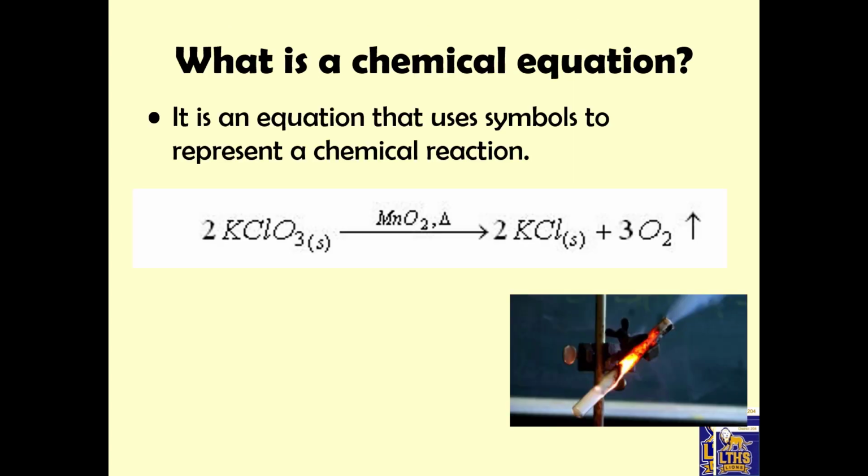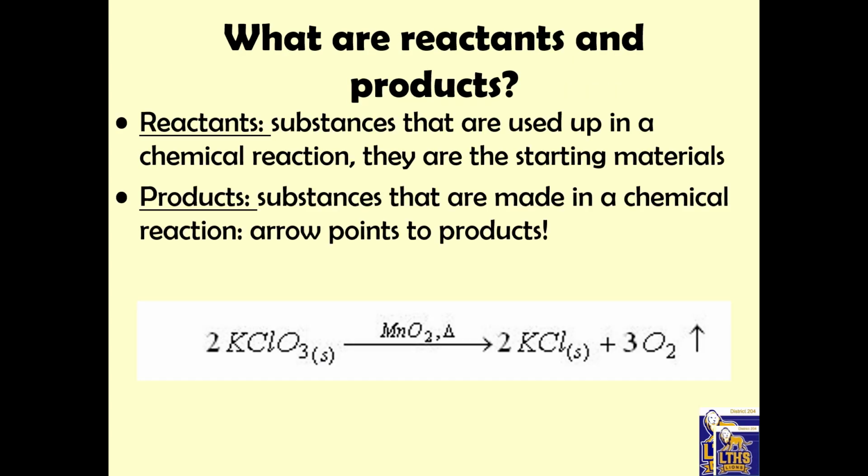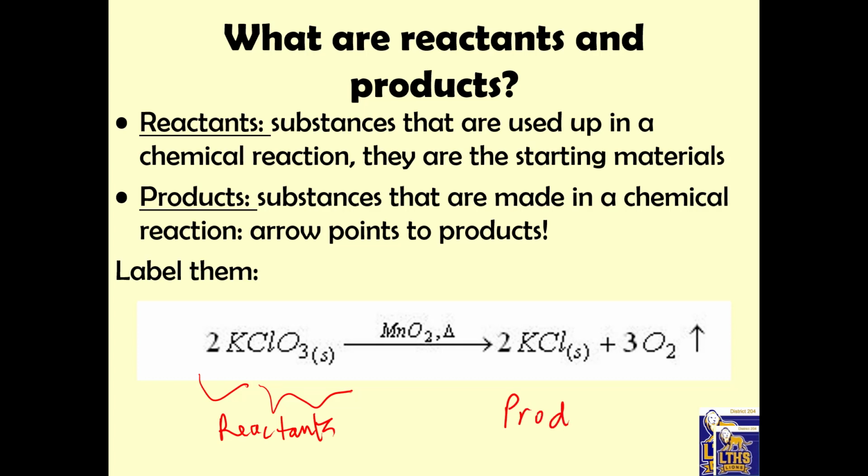What's a chemical equation? It's an equation that uses symbols to represent a chemical reaction. So what are the reactants and the products? Reactants are on the left side of the arrow, used up in a chemical reaction. And then products are what get produced. Make sure you know that. After the arrow are the products. The arrow points to products.